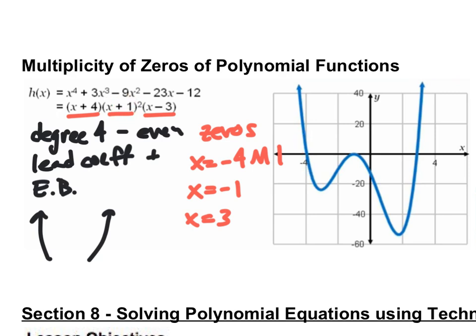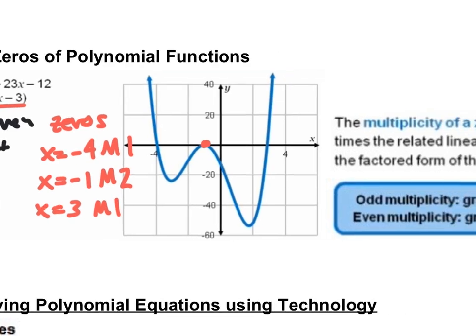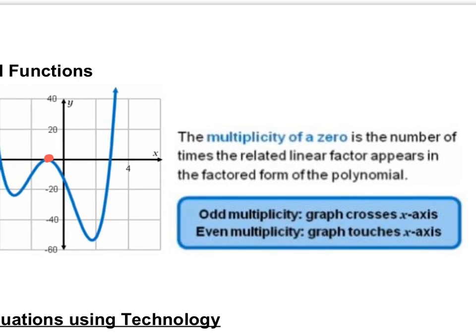Here, at x equals negative 1, you have a multiplicity of 2. Notice here at negative 1 how it bounces off. It doesn't go through that zero. It touches the x-axis and just bounces right off. Then at 3, you had an exponent of 1, so your multiplicity is 1, and you go through again. That's what happens when you have multiplicity. If you have odd multiplicity, your graph crosses the x-axis. Even multiplicity means that it touches the x-axis.